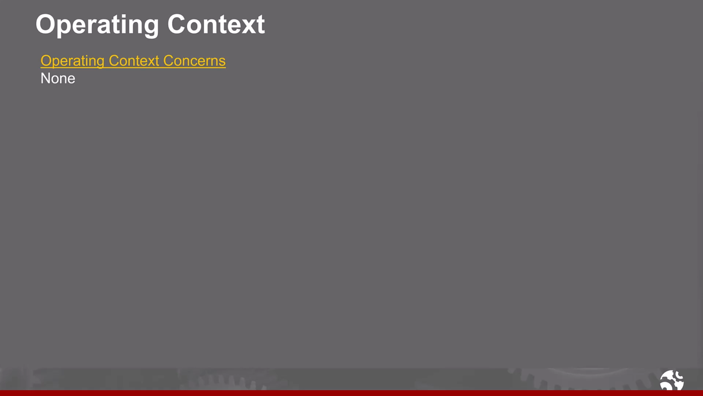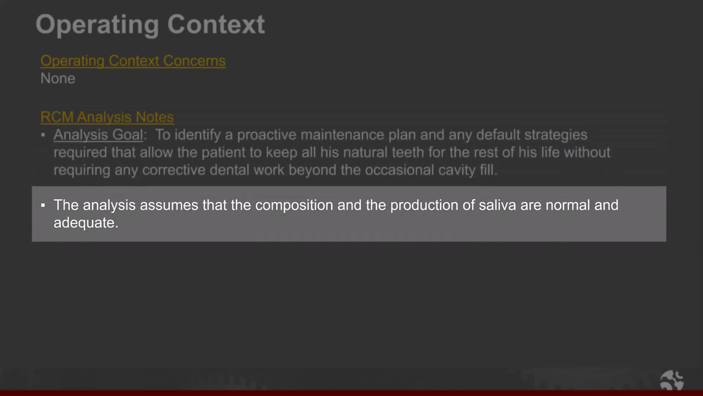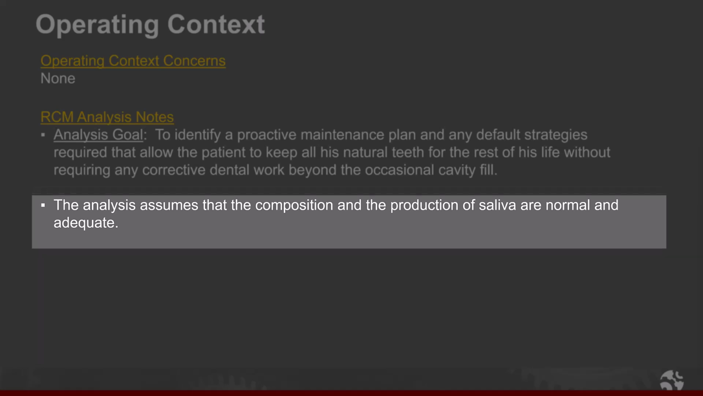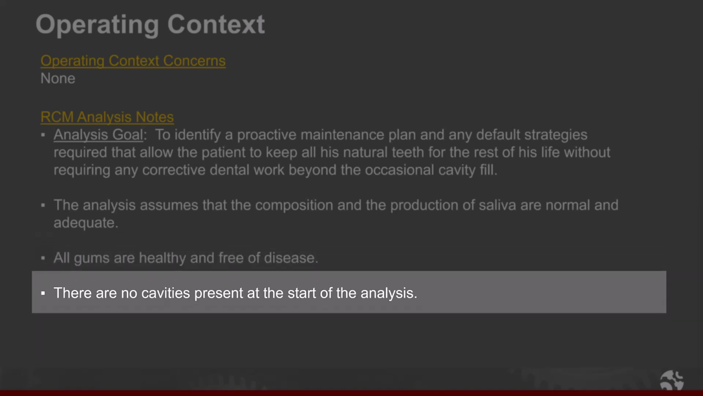Operating context concerns? None. RCM analysis notes. The goal of this analysis is to identify a proactive maintenance plan and any default strategies required that allow the patient to keep all his natural teeth for the rest of his life without requiring any corrective dental work beyond the occasional cavity fill. The analysis assumes that the composition and the production of saliva are normal and adequate. All gums are healthy and free of disease. There are no cavities present at the start of the analysis.